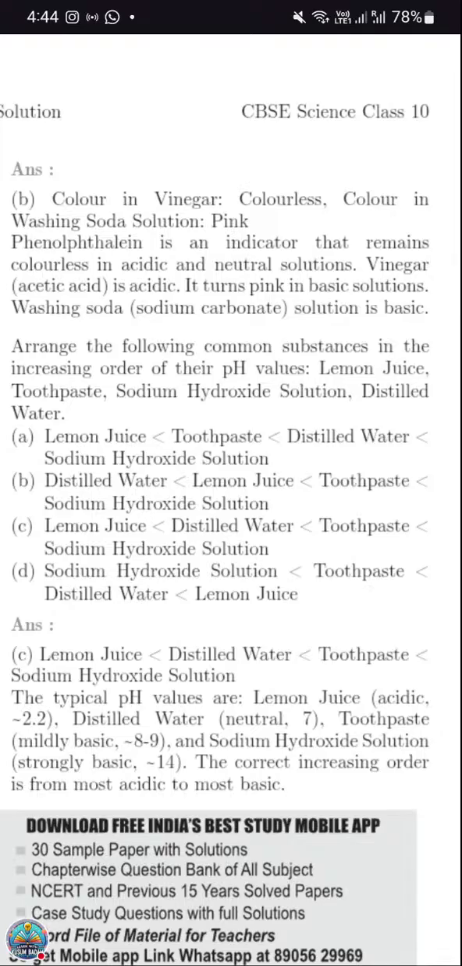Phenolphthalein is an indicator that remains colorless in acid and neutral solution, and as the vinegar is acetic acid, it is acidic, thus it is colorless there. It turns pink in basic solution. Washing soda is a base, so it is turning pink. Option number B. Very good.